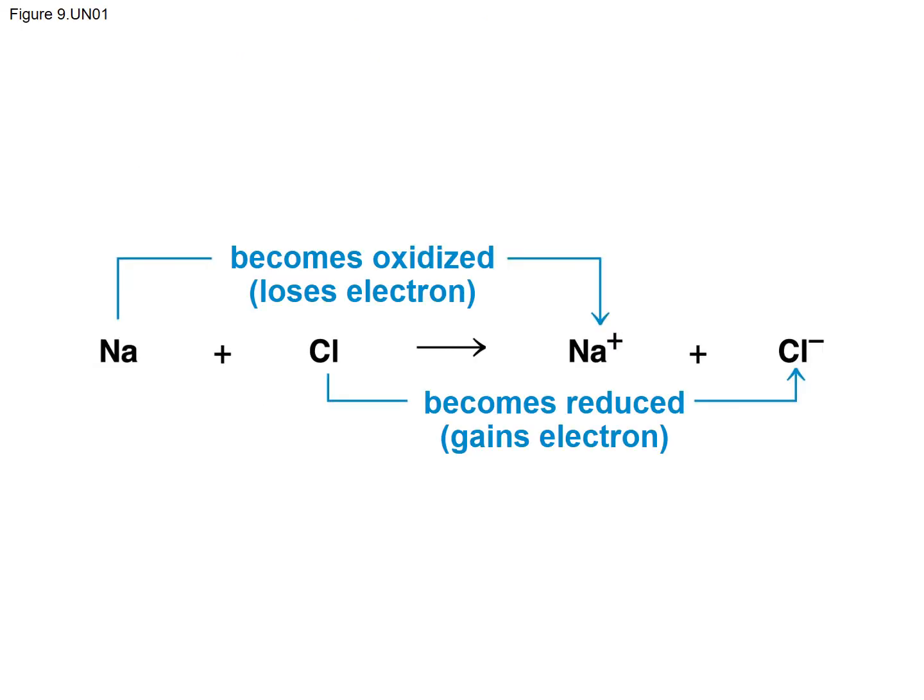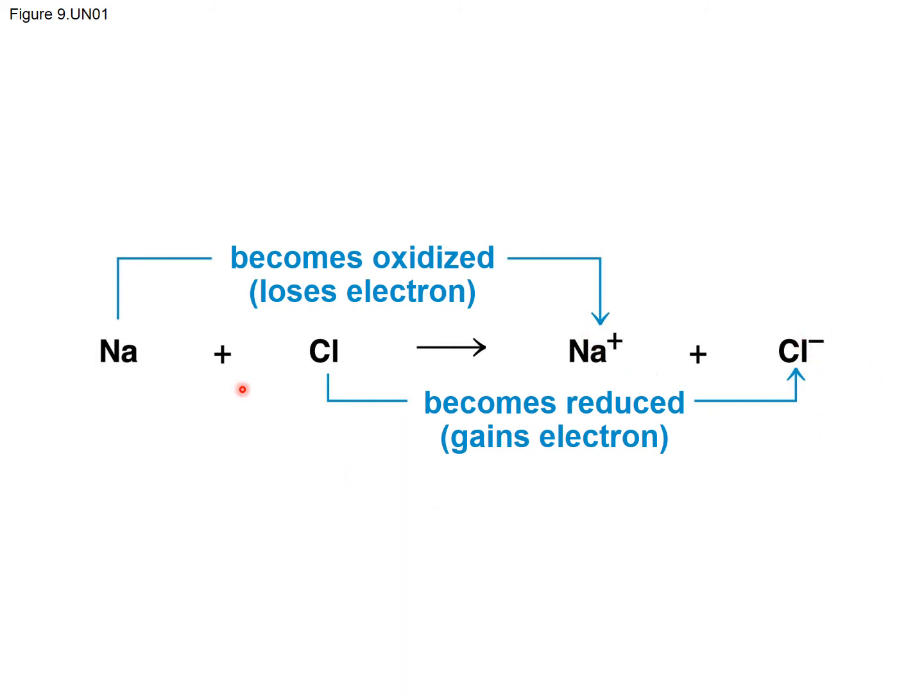Let's look at some examples. You're probably familiar with this one. Remember, sodium plus chlorine makes sodium chloride. So it forms these ions. Remember ionic attractions and the formation of ions. Here we have a cation and then we have an anion.